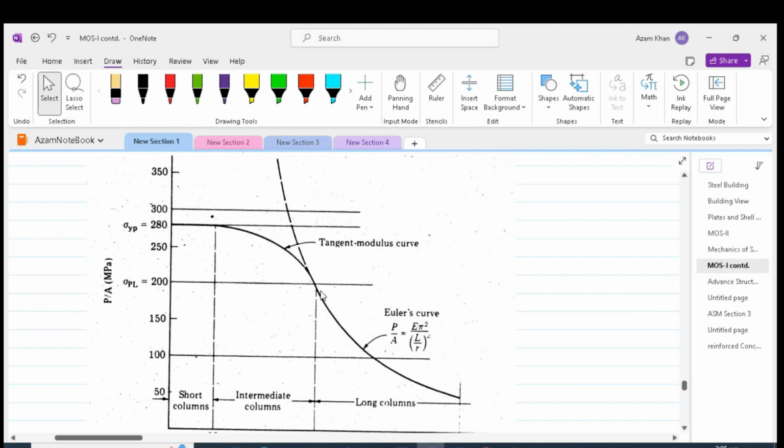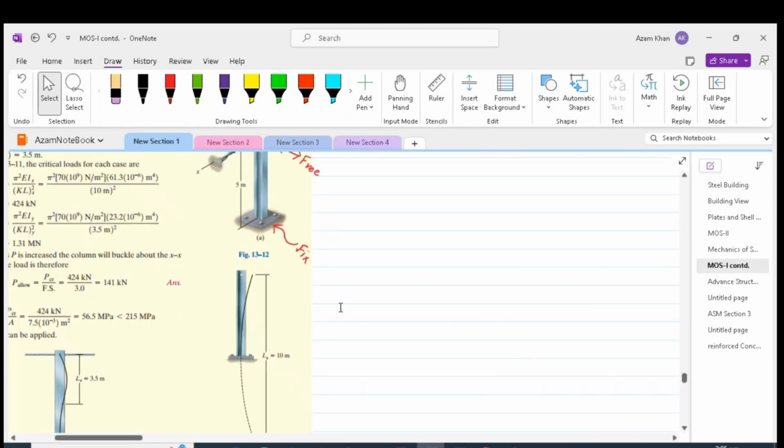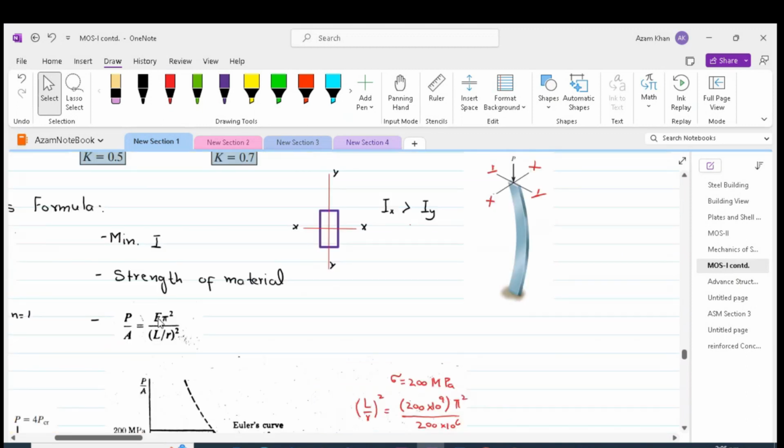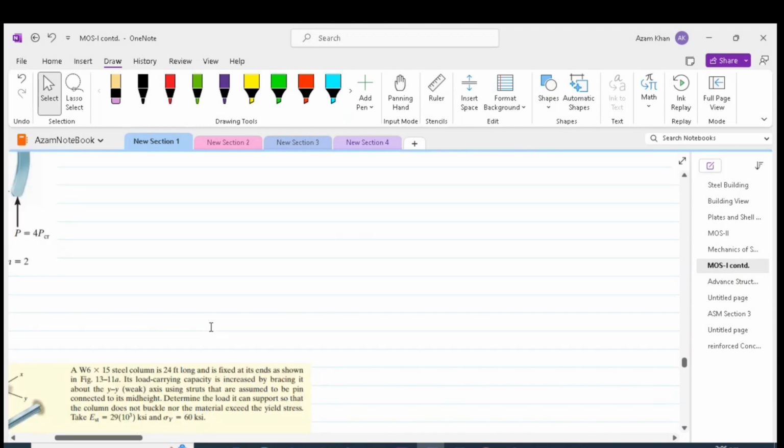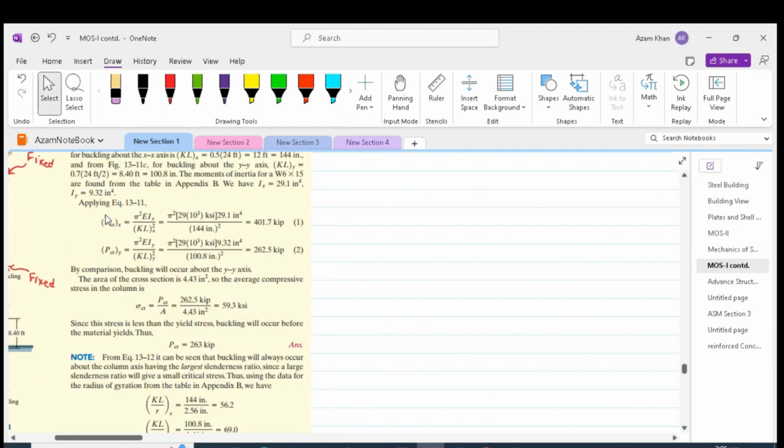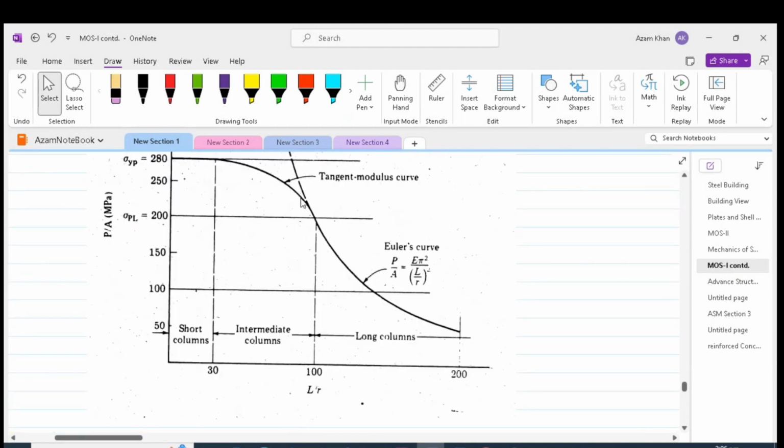In one of the proposed methods, the Euler formula is extended to the intermediate column region, which is stressed above the proportional limit. This is done by replacing the constant E in the Euler formula by the so-called ET, or the tangent modulus. This is called tangent modulus theory. So the same critical load is used, but instead of the modulus of elasticity E, a tangent modulus is used.